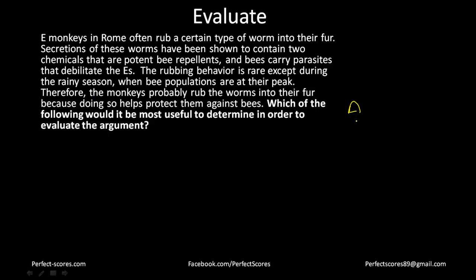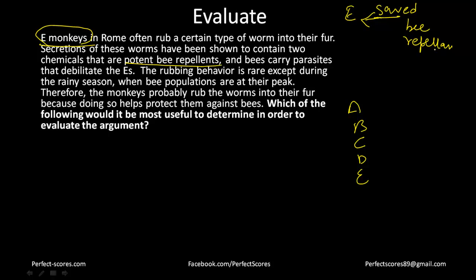Quite a long argument we have in front of us. Let's put down the options. It says monkeys in Rome often rub a certain type of worm into their fur. Secretions of these worms have been shown to contain two chemicals that are potent bee repellents. In other words, monkeys have potent bee repellents. And bees carry parasites that debilitate the monkeys. That means the bee repellents are actually saving these monkeys, because otherwise bees would affect them and they would carry parasites. So this is the first thing that we know, that monkeys are being saved by the bee repellents.